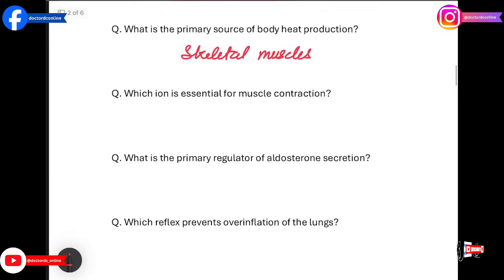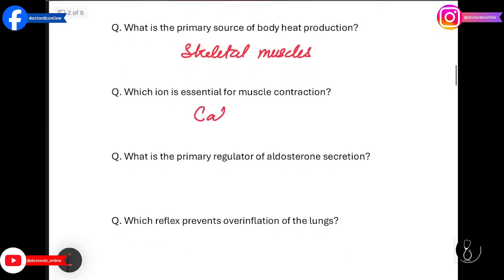The next question is, which ion is essential for muscle contraction? And the answer is calcium. It binds to troponin, enabling actin-myosin interaction.